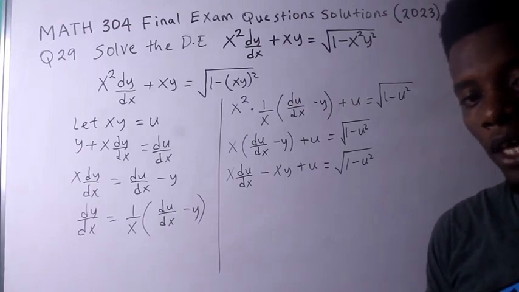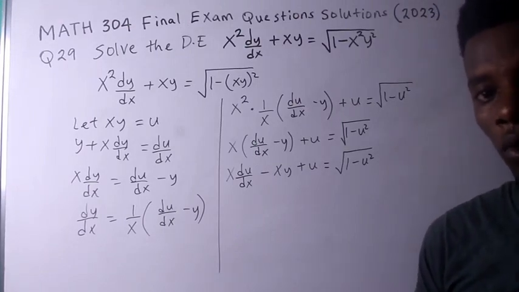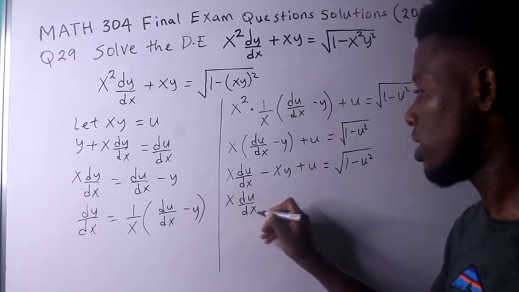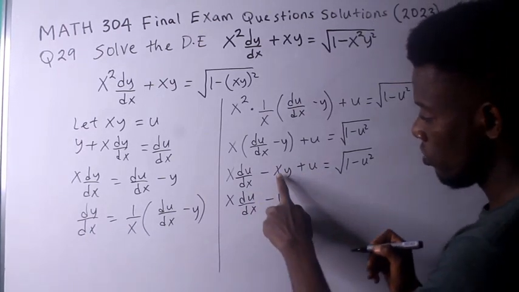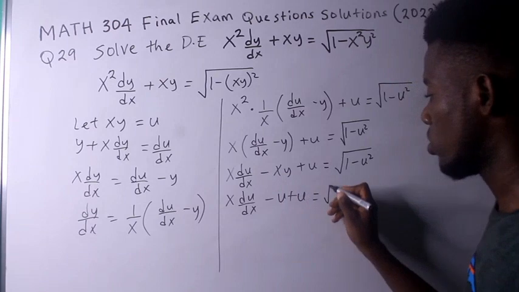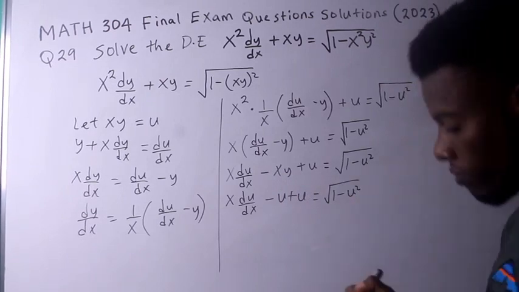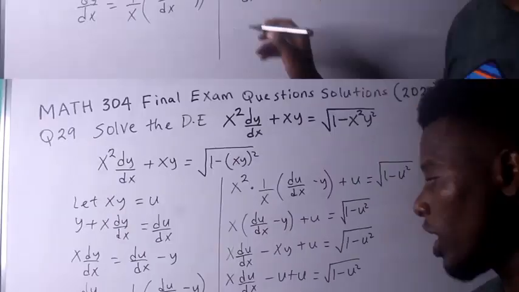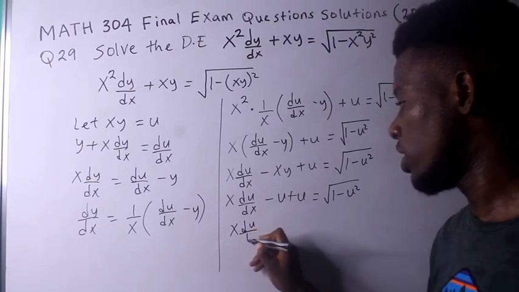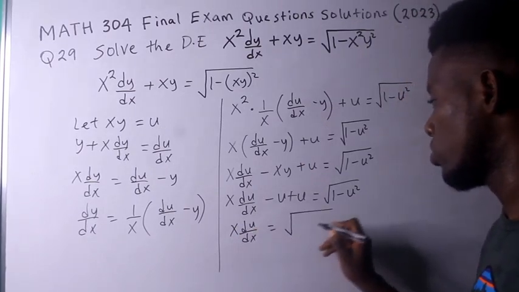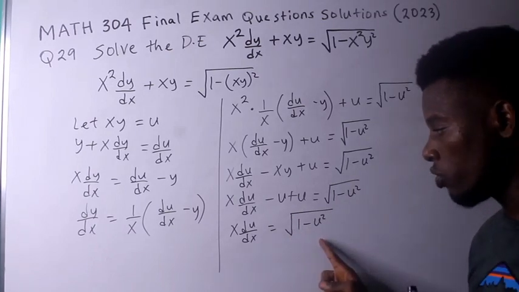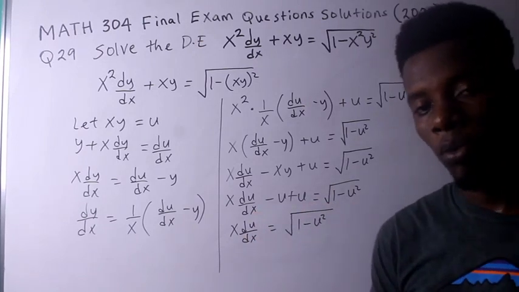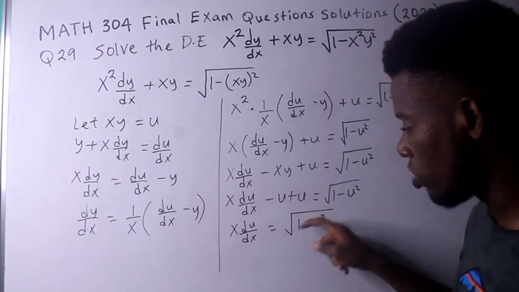But remember, from the beginning of our substitution, we said let u equals xy. So this is going to be x du by dx minus u, plus u equals the square root of 1 minus u squared. Once I do this, I realize that u and u will cancel out. So I'll just have x du over dx equals the square root of 1 minus u squared. I am going to separate variables. The square root of 1 minus u squared goes in the denominator of du, and the x times 1 will give us dx.